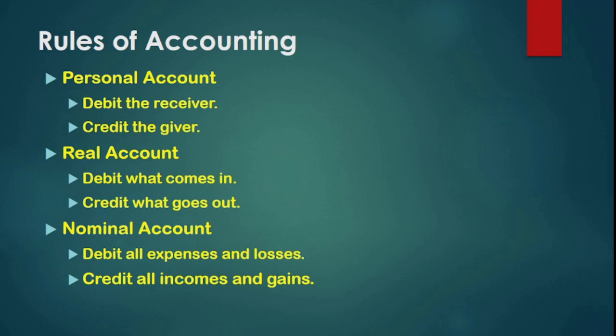There are three types of accounts: personal account, real account and nominal account. The rules of personal account are debit the receiver, credit the giver. For real account, debit what comes in, credit what goes out. Nominal account, debit all expenses and losses, credit all incomes and gains.